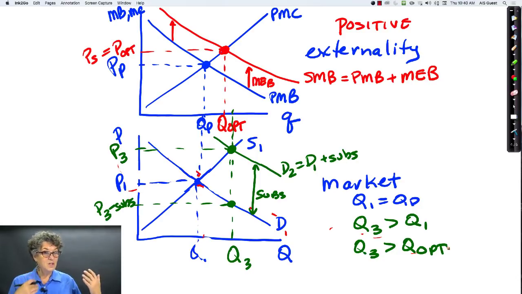So I think of this as the Goldilocks story. First it was too small, and then it was too big, and now we're going to find the subsidy that's just right. So how do we find the subsidy that's just right?